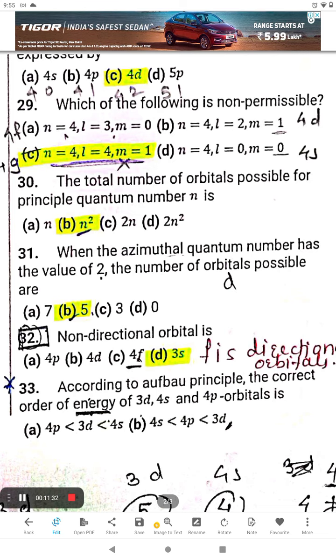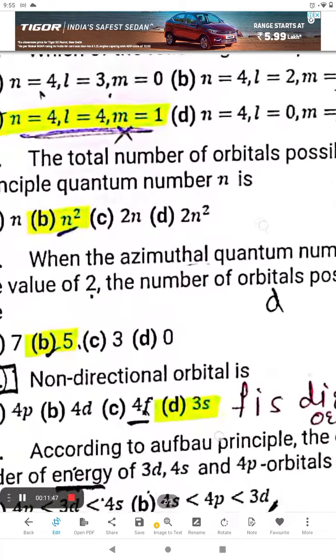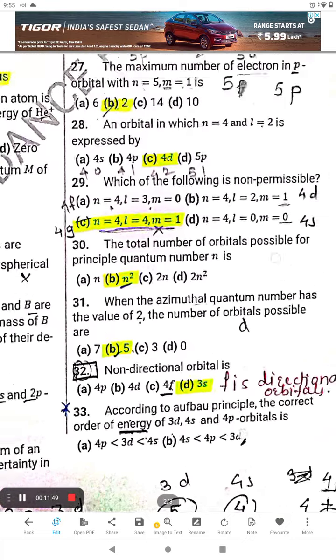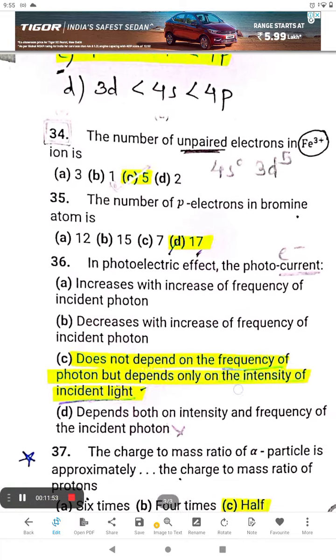4s will have 4 plus 0, 4. And 4p will have 4 plus 1, 5. Now, the greater energy will be of 4p first. 4p will have the greater energy. And then will be the 3d. And then the least energy will be of the 4s. Yes. So C option is right in this question.